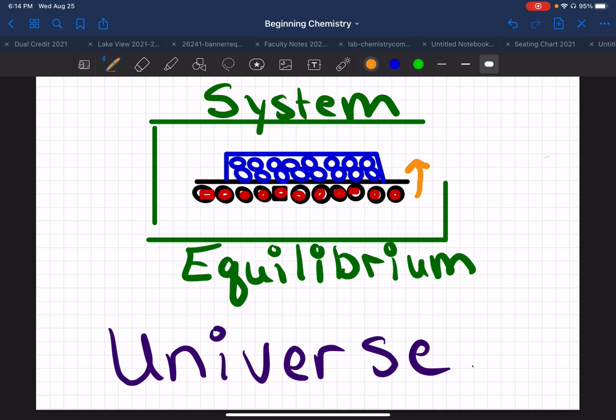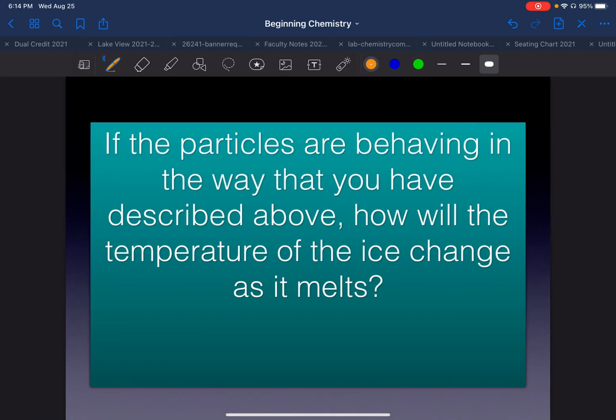And in the spring, we're going to actually isolate our systems and see what's happening in them, and we'll talk about what the special term for that means. But right now, we're just looking at the ice and seeing what's happening with it. So the next question I asked the students was, if the particles are behaving in the way that you have described above, how will the temperature of the ice change as it melts?